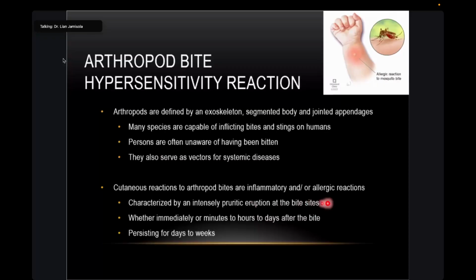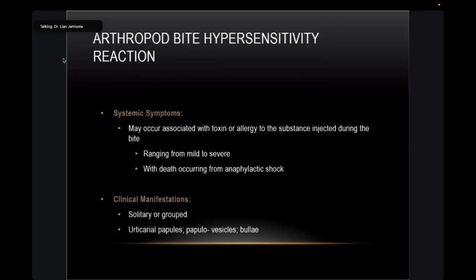Okay, so the cutaneous reactions to bites are inflammatory or allergic reactions. So, common characterization is intensely pruritic. Makati talaga yung site of the bite, whether immediately or minutes to hours or even days after the bite. And it may persist for days to weeks. Okay, yung systemic symptoms naman may occur in association with toxin or allergic reaction to the substance injected during the bite. Pwedeng mild lang, it can be severe, life-threatening, like when you get anaphylactic shock from a toxin or an allergy.